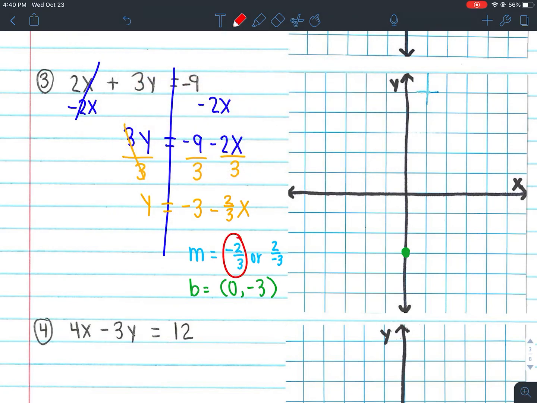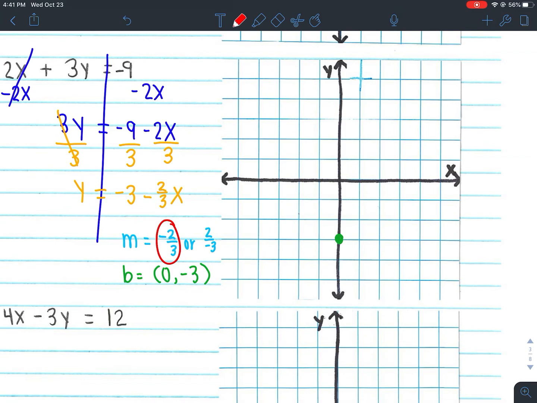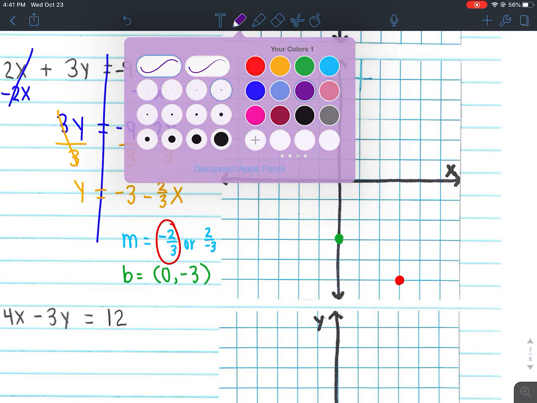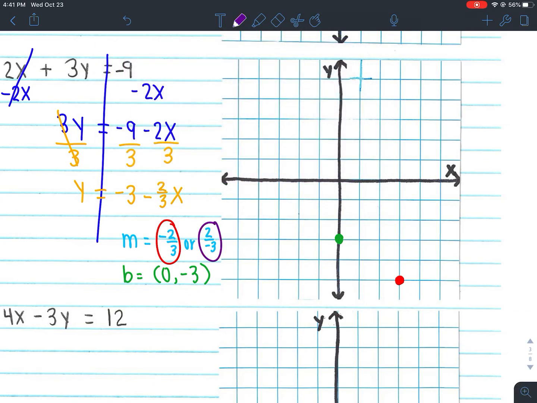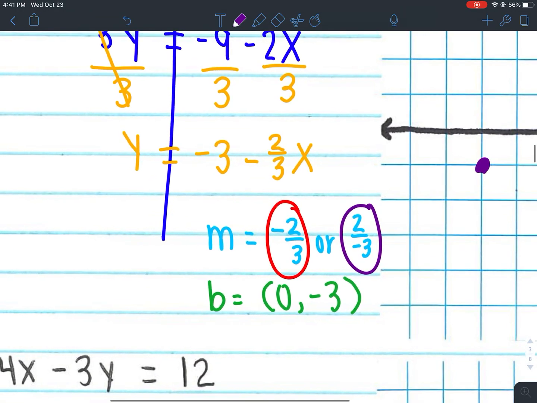So we're going to plot the point at 0, negative 3 on our y-axis, and then we're going to use our slopes. So the first slope I'm going to do is a rise of down 2, so down 2 and then to the right 3 because it's positive. And then I'm going to use the slope, let's use purple, of 2 over negative 3 with my other point. So up 2 and then to the left 3 because it's negative.